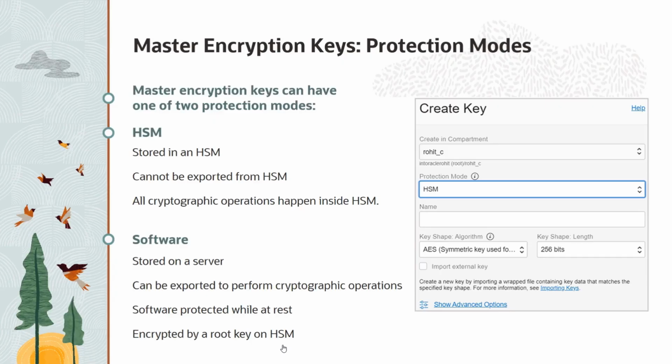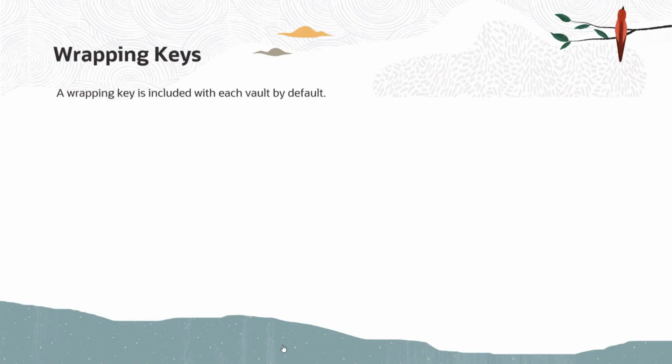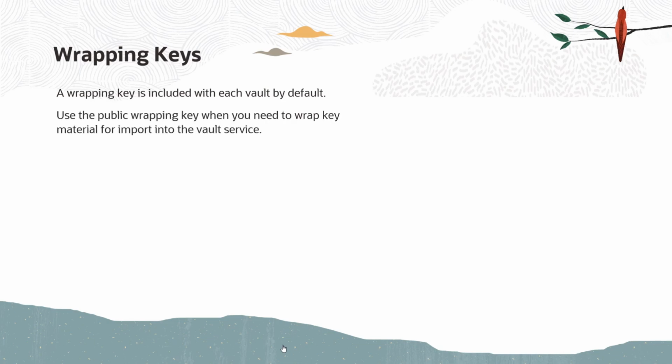All right, so we looked at how easy it is to create a vault and create keys, whether they are backed by, protected by HSM or by software. We saw this in a quick demo. The third kind of key which Vault Service recognizes is called wrapping keys, and wrapping keys are included with each vault by default. The whole idea is you use the public portion of the wrapping key pair when you need to wrap key material for import into the Vault service.